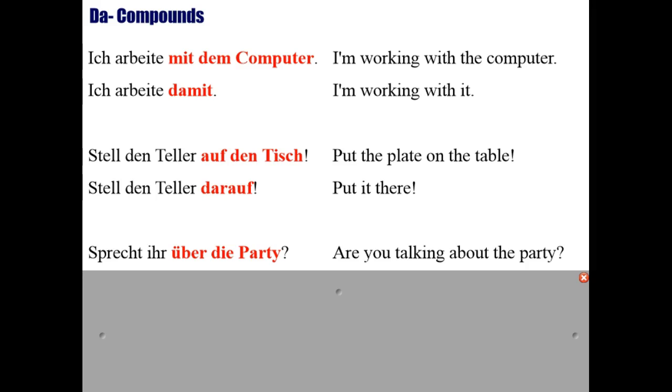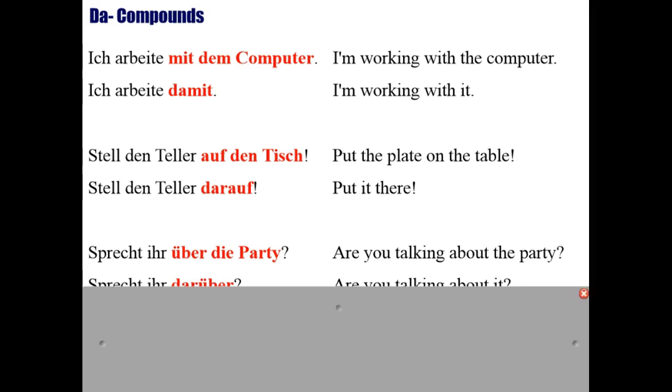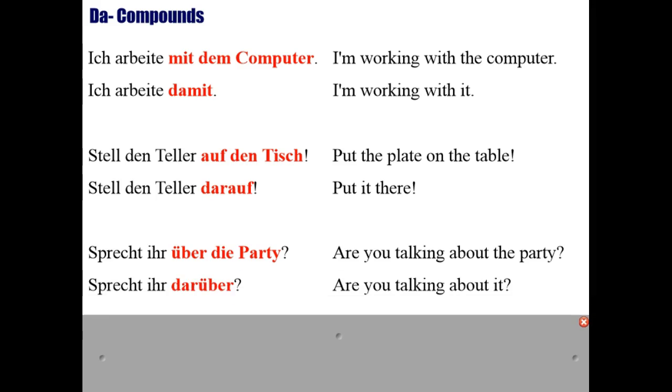Sprecht ihr über die Party? Are you talking about the party? Or sprecht ihr darüber? Are you talking about it? In each of these situations, if I just said ich arbeite damit, stell den Teller darauf, sprecht ihr darüber, your listener might be a little bit confused. These are generally used to follow up opening thoughts.